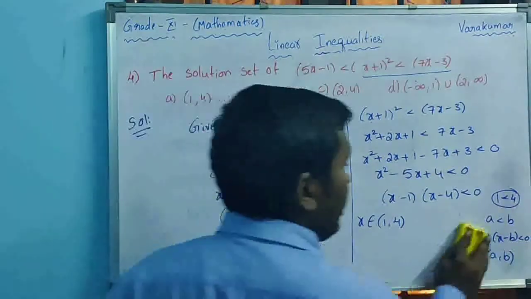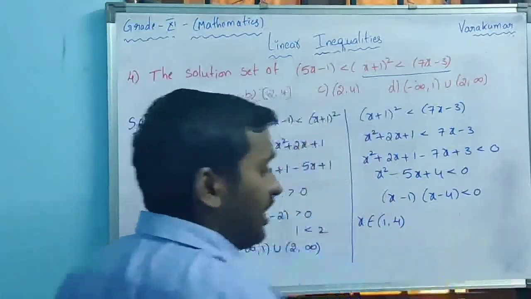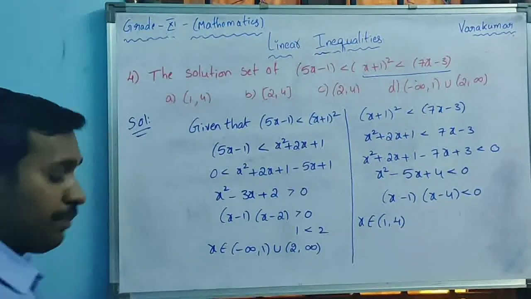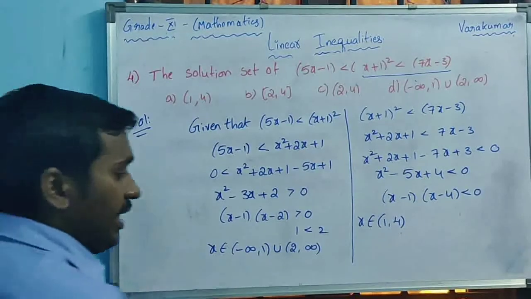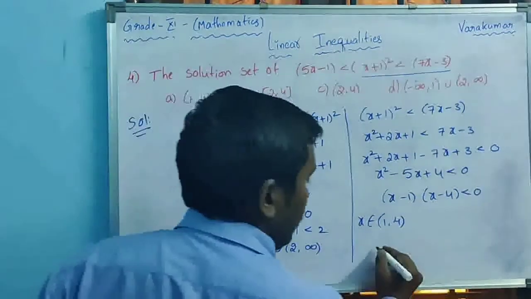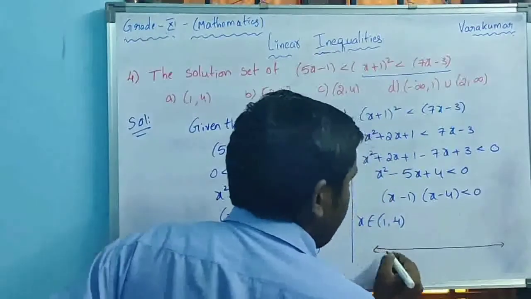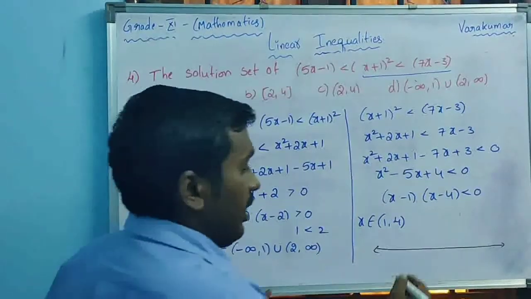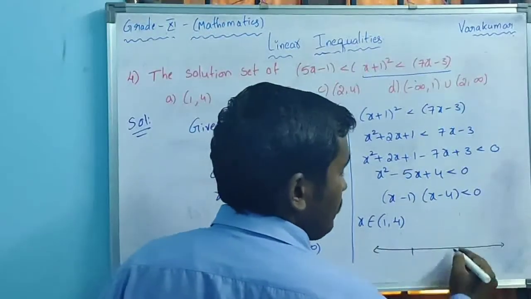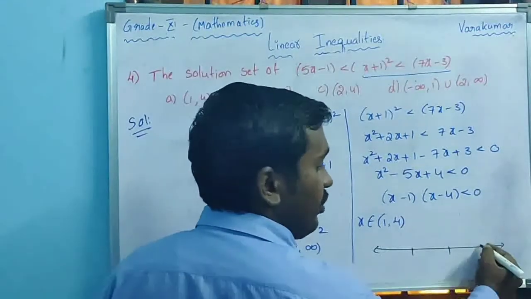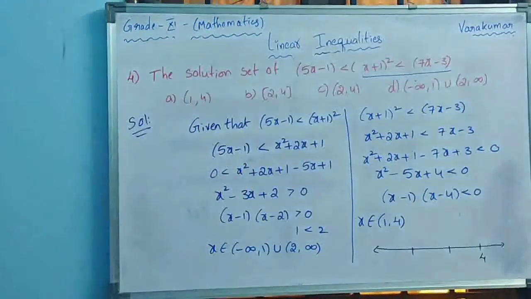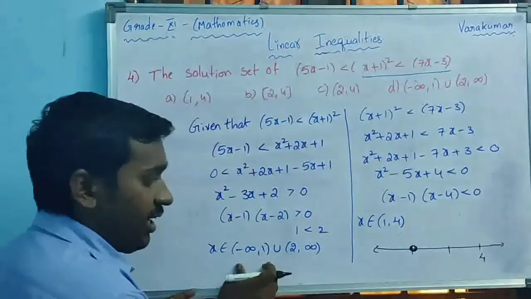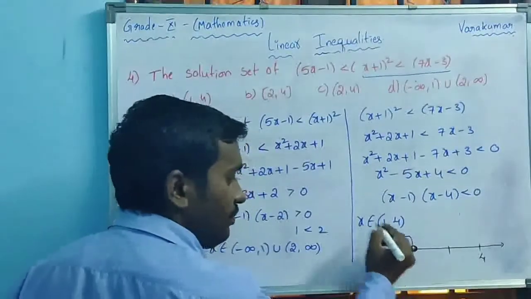Now this is a combined inequality, so we have to write the combined solution set, taking the intersection of these two. Let me plot all these on the real number line. This is a real number line. The first one says 1 below and 2 above. So let us mark the points 1, 2, and another point 4. Now 1 below: 1 is not included because it is an open bracket.